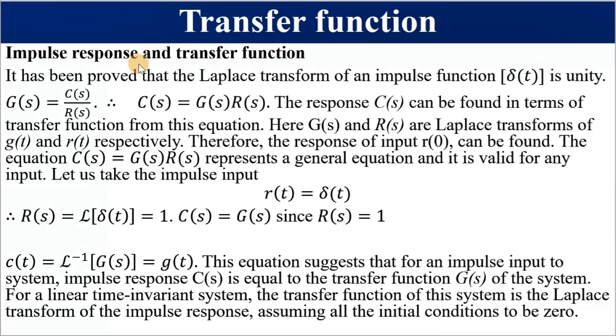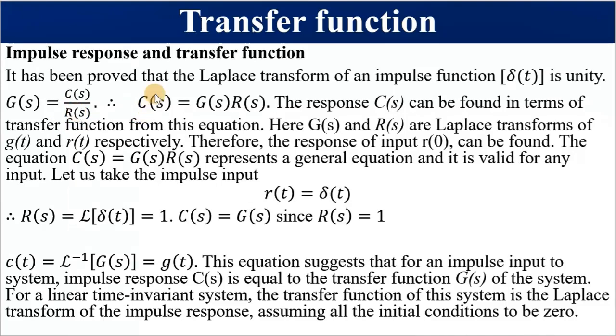Impulse response. You remember our look at this standard test signal in Laplace transform. We are now revisiting it, impulse response and the transfer function, and it has been proved that the Laplace transform of an impulse function is 1. It is equal to unity, and we saw that the Laplace transform G of S is equal to C of S over R of S, the Laplace transform of the output to the Laplace transform of the input.